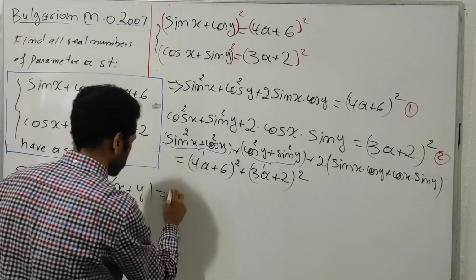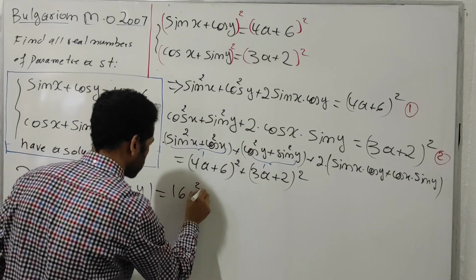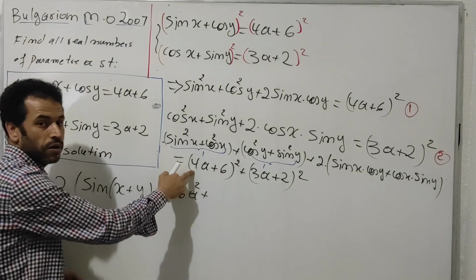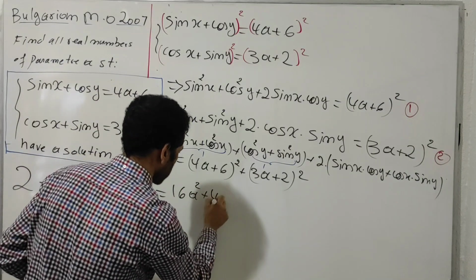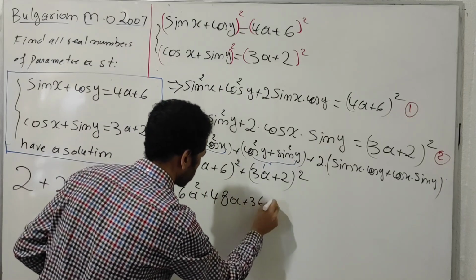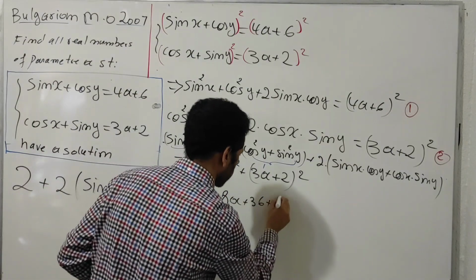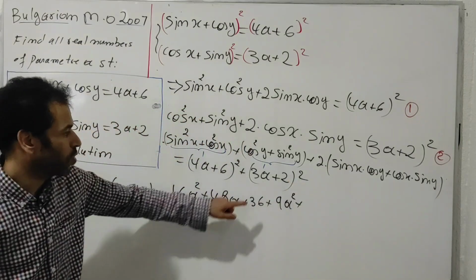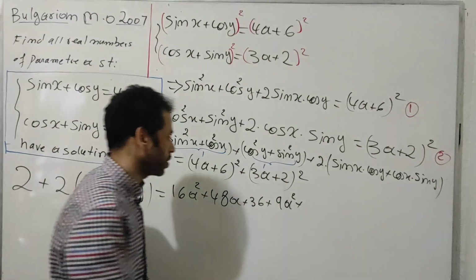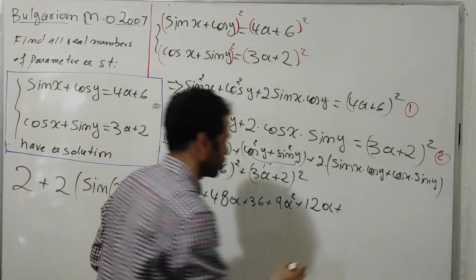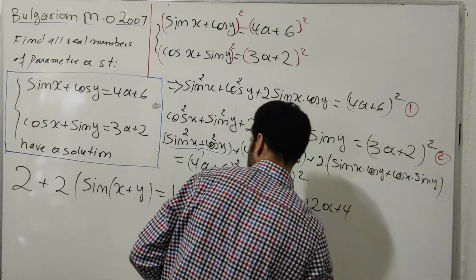First one, I will have 16a squared plus 6 multiplied by 2, which is 12, 12 multiplied by 4 is 48. We'll have 48a plus 6 squared, which is 36. For the second term, we will have 9a squared plus 2 multiplied by 2, which is 4, 4 multiplied by 3 is 12a, 12a plus the last term, 2 squared, which is 4.